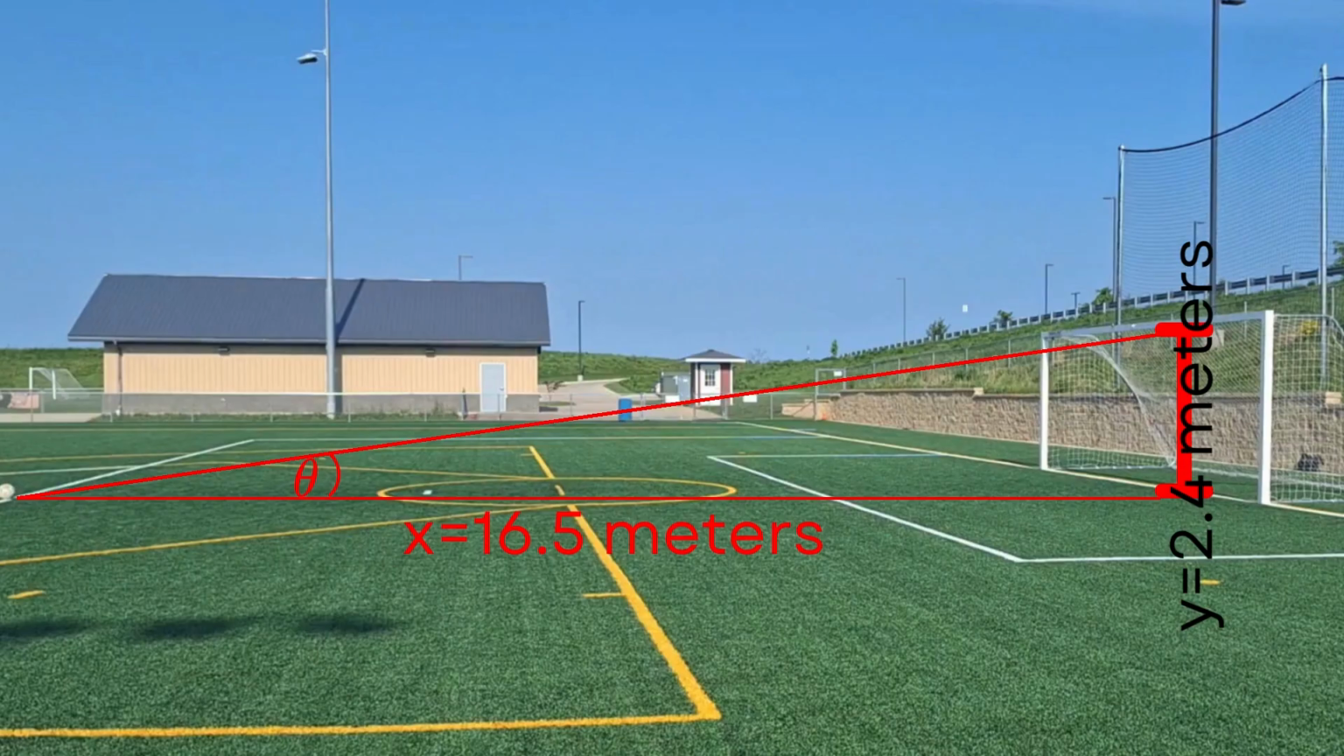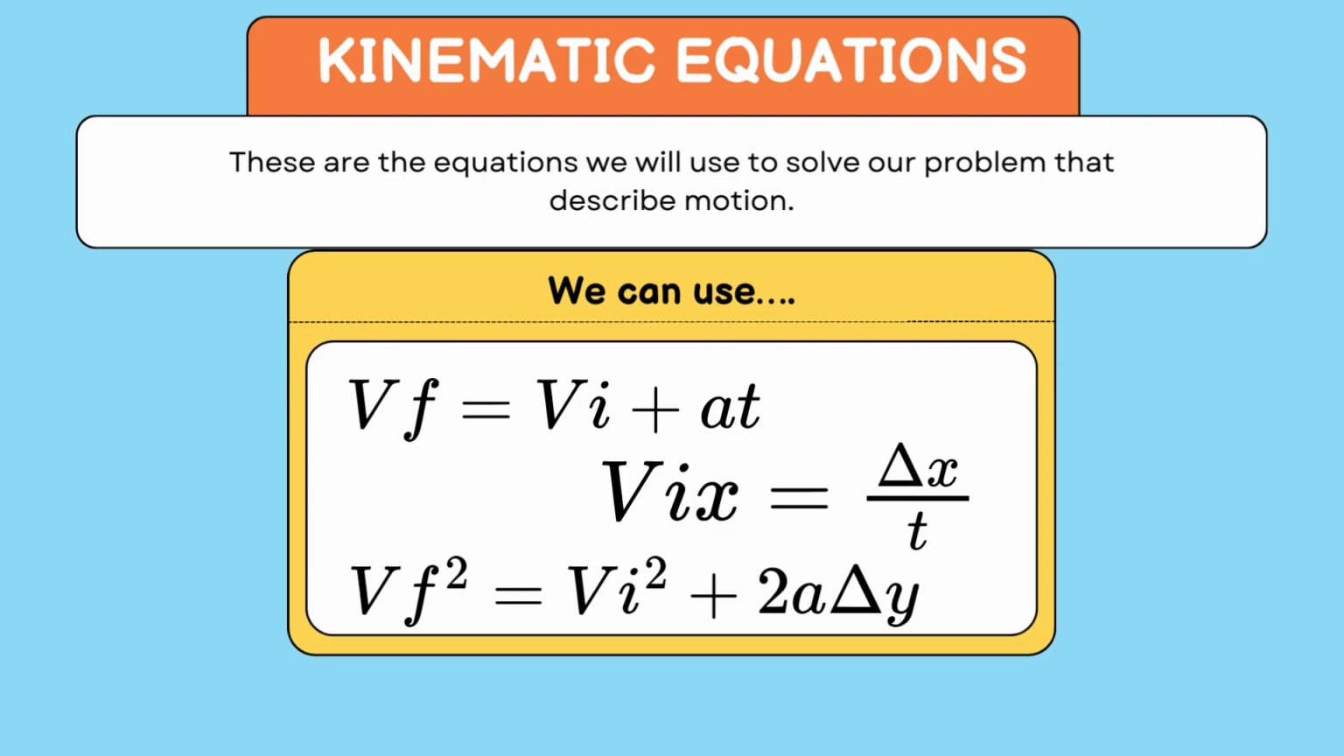As you can see here, we are given the distance in the X and Y direction that the ball is away from the crossbar. So with an angled projectile problem like this, we will need to use the following equations.